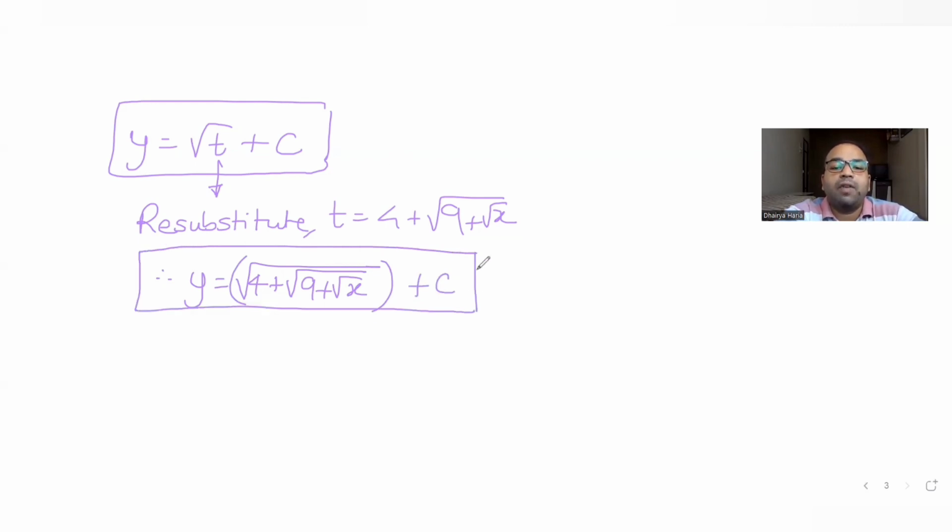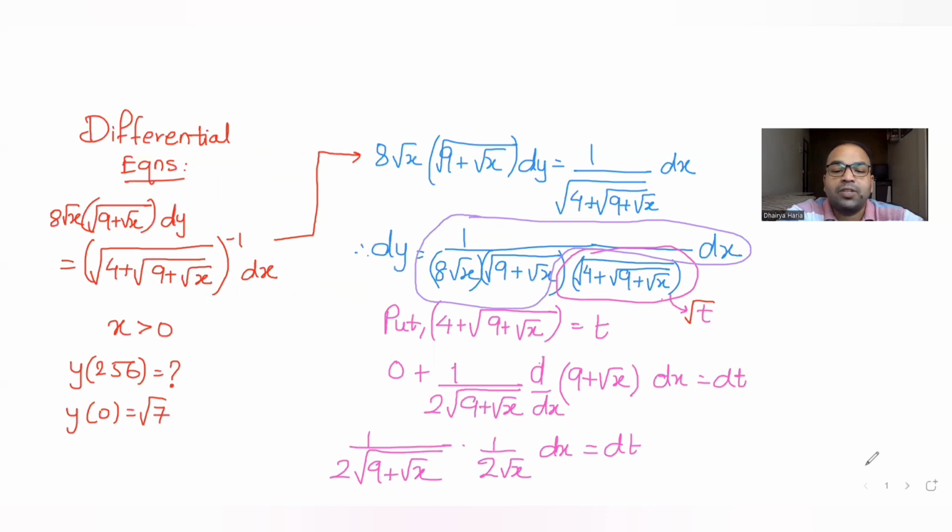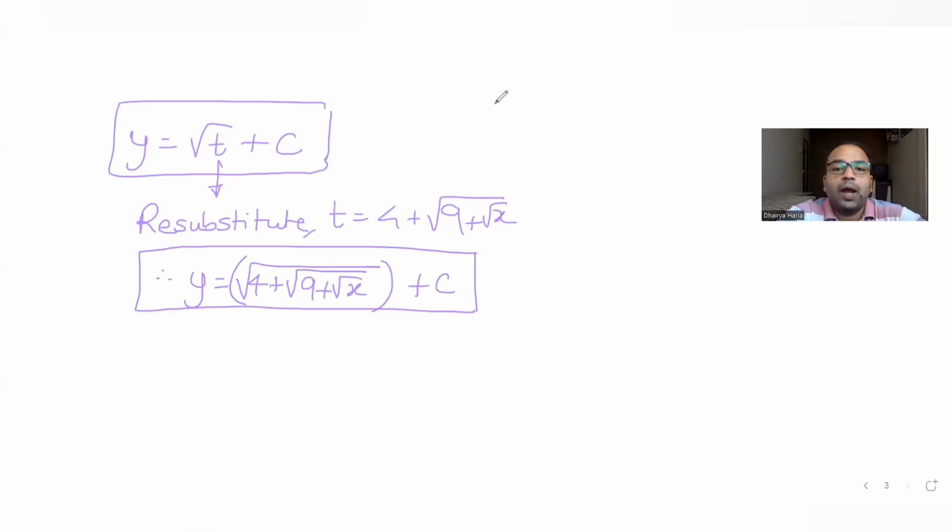Now let's try to find the value for c. We have been given a condition that says y of 0 is equal to root 7. So when we put x is equal to 0, y is equal to root 7. Right? So it is given to us, put x is equal to 0, y is equal to root 7 there.